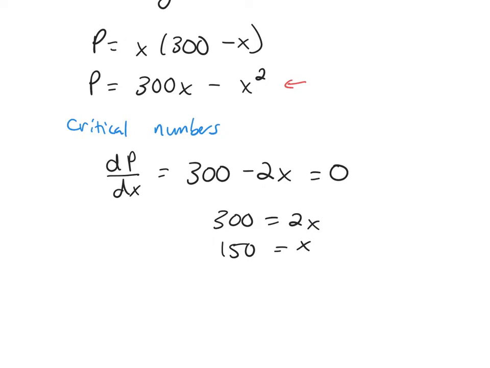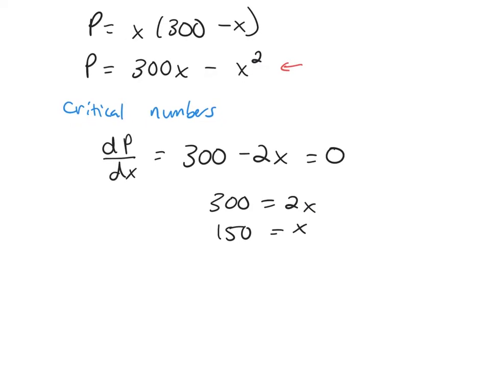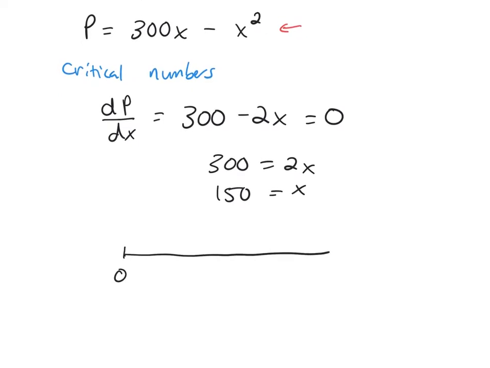Now we found our critical number. Let's see why that's going to give us a maximum. So think about it like this. Here's x. x is positive, so the smallest x could be is 0. And the largest x could be is 300 because the sum of x and y is 300 and they're both positive. And then 150 is in here.